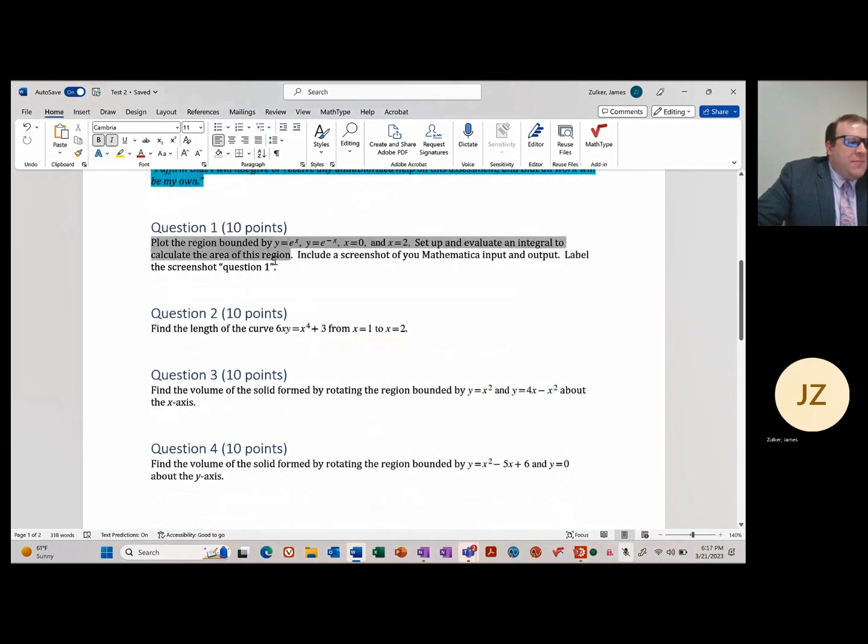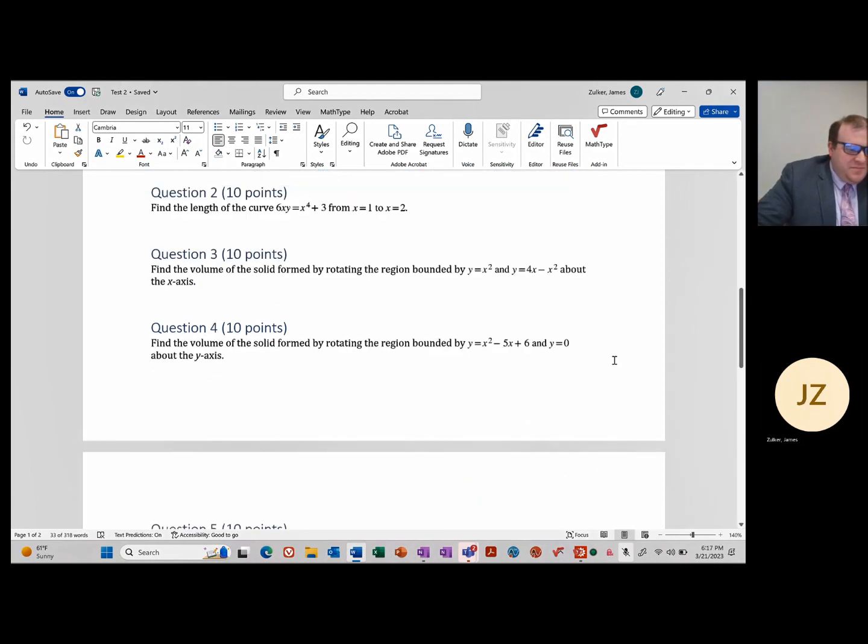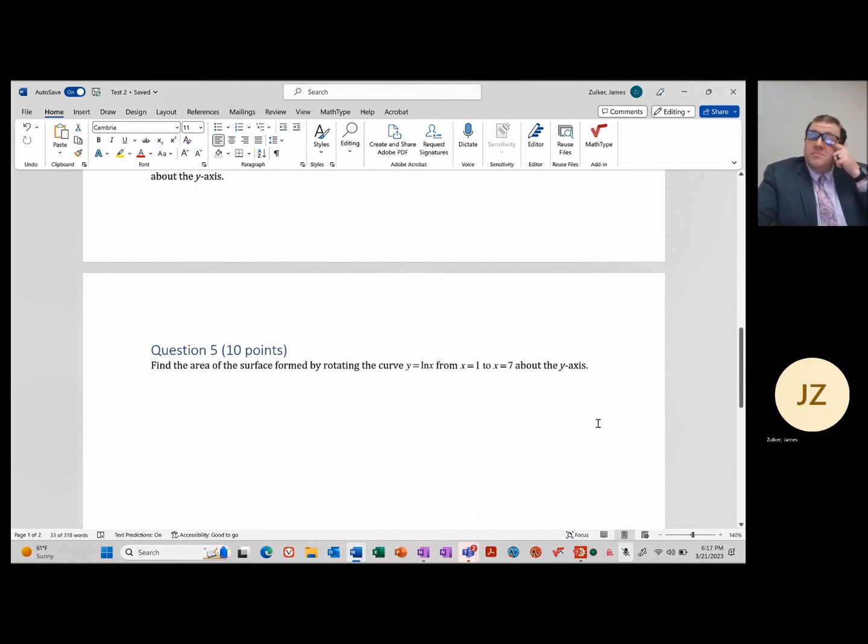Particularly for question 1, I am requiring a screenshot of your Mathematica input and output. So you can just upload that as a separate JPEG file. Just make sure you label it question 1. Nothing else requires it.